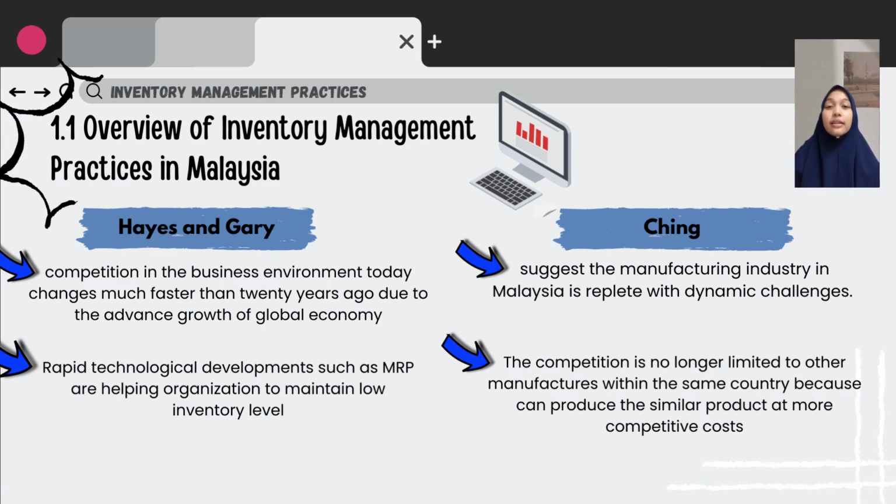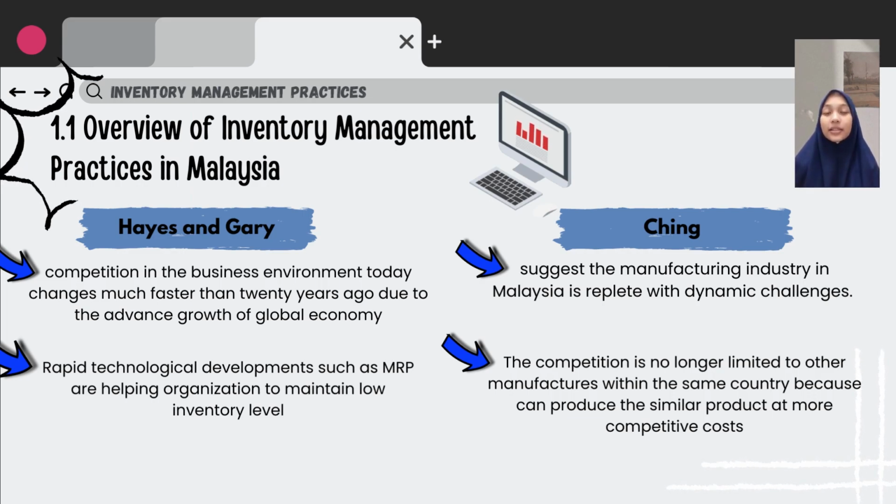According to Hayes and Garu's research, competition in the business environment today changes much faster than 20 years ago due to the advanced growth of the global economy. It shows that rapid technological developments such as MRP are helping every organization to maintain high inventory levels and increase the demand at the optimal cost and quality.